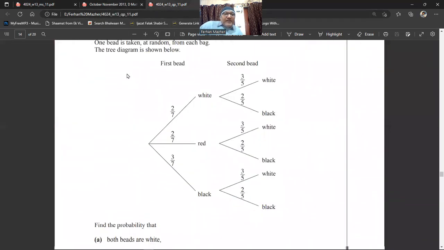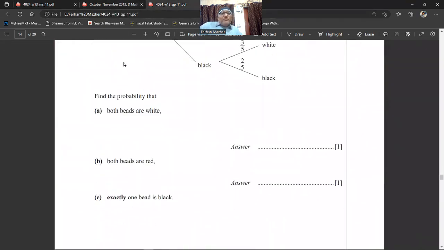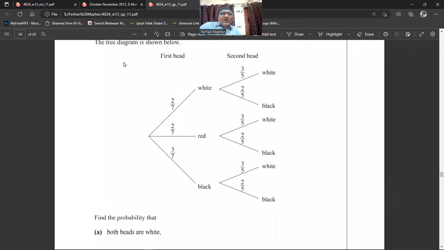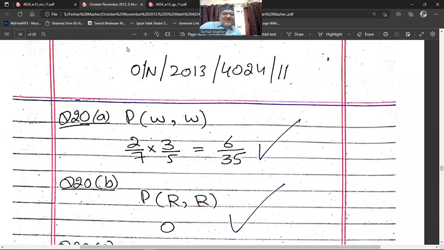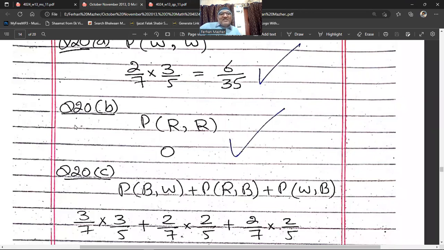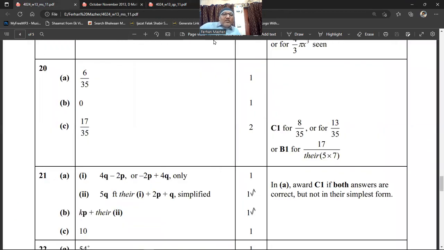Okay. In the B part, he says both beads are red. So red comma red. This is white comma white, white comma black, red comma white, red comma black, black comma white, black comma black. There is no red comma red. So red comma red will be 0 because that will not happen.